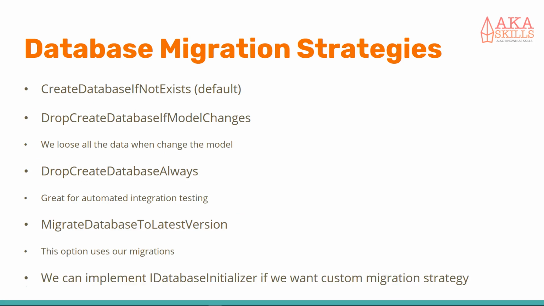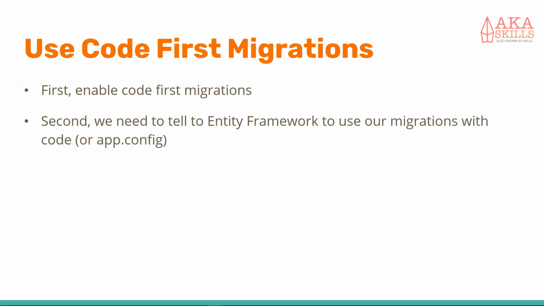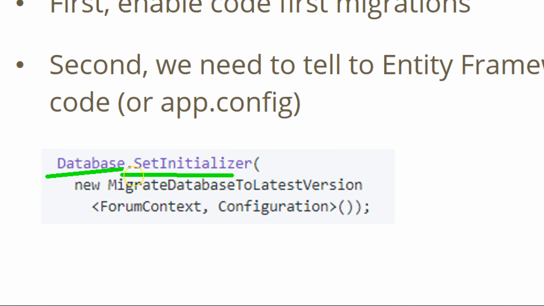We can implement IDatabaseInitializer if we want a custom migration strategy, but we can still use the default ones because they're fine. Now, using code-first migrations. First, we need to enable code-first migrations. After that, we need to tell Entity Framework to use our migrations, which can happen, for example, in app.config. Here is what we have. With code, we can say Database.SetInitializer. Here we are saying new MigrateDatabaseToLatestVersion, which is your database strategy, and we're providing two parameters: our DbContext and the configuration.